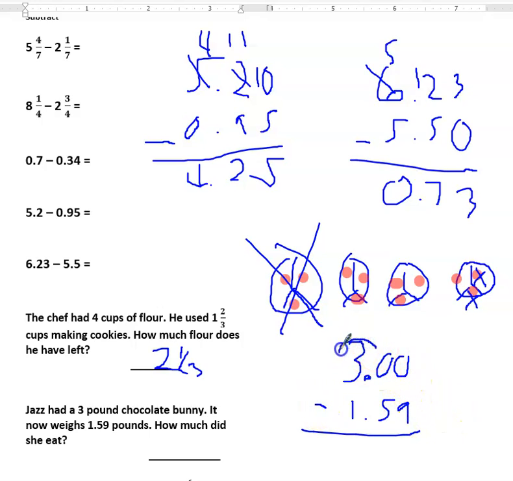0 is going to come borrow. We're going to borrow from the chunk. So 30 goes to 29. And this 0 goes to 10. 10 minus 9 is 1. 9 minus 5 is 4. 2 minus 1 is 1. 1.41 pounds left.